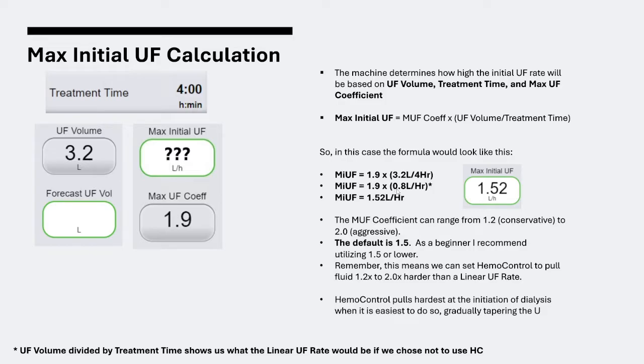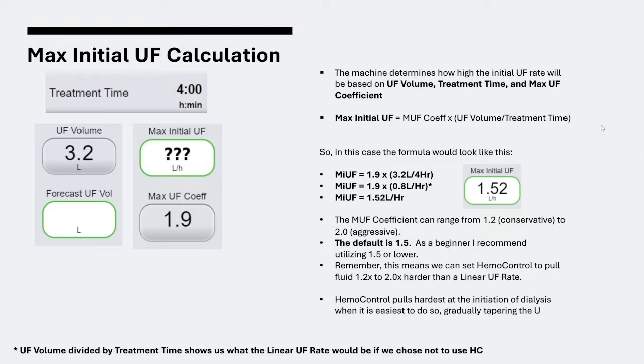In the next slide, I've shown that I have then determined what the linear UF rate would be. That's 3.2 divided by 4, which is 0.8 liters per hour. So 1.9 times our linear UF, 0.8 liters per hour, is equal to 1.52 liters per hour, which is what our maximum initial UF is. Feel free to backtrack and listen to this slide over again or pause the video so you can go through this in detail if you'd like.